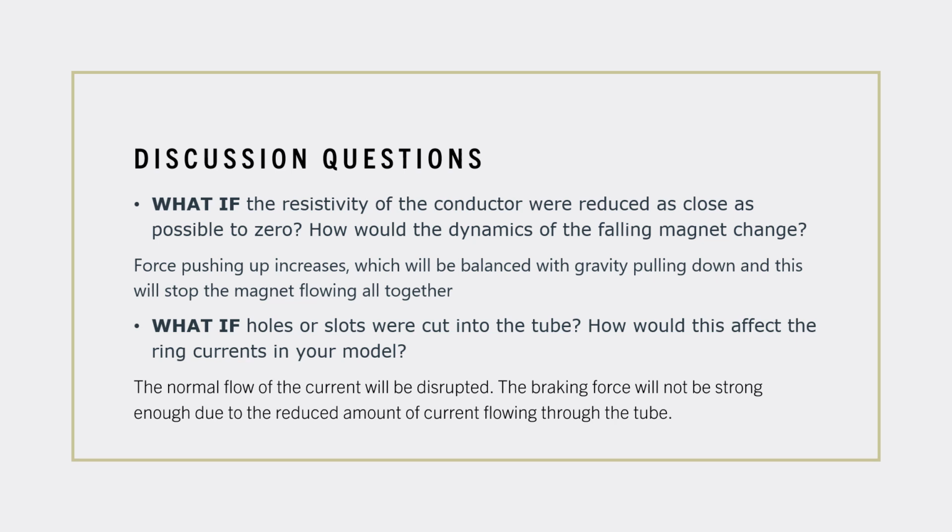And what if holes or slots were cut into the tubes? How could this affect the ring current in your model? The normal flow of the current will be disrupted, and the braking force will not be as strong due to the reduced amount of current flowing through the tube.